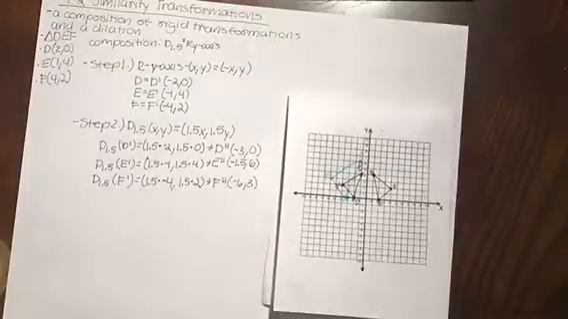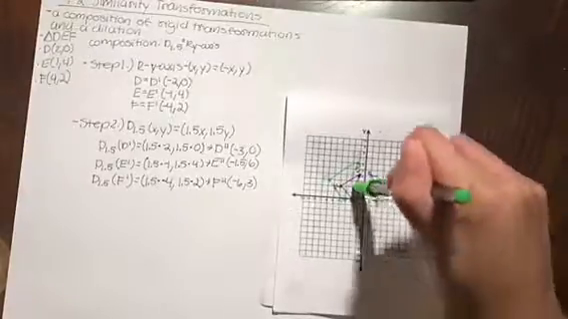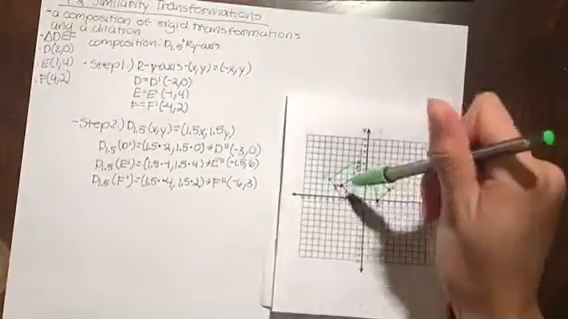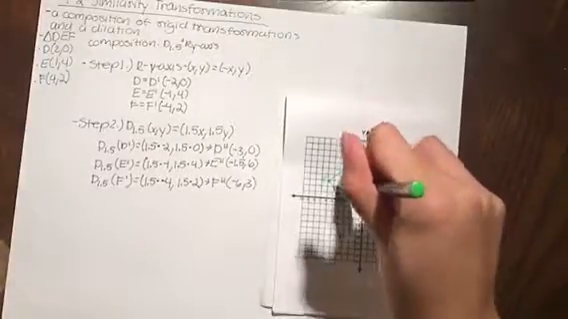The vertices of the image after the composition of a rigid transformation and a dilation would then be (negative 3, 0) as D double prime, (negative 1.5, 6) as E double prime, and (negative 6, 3) as F double prime. Because of this, there has been an enlargement from when it's already been reflected over the y-axis.